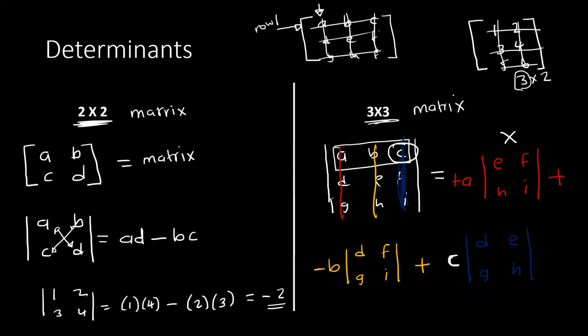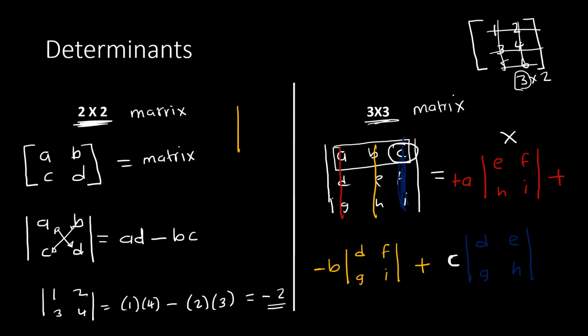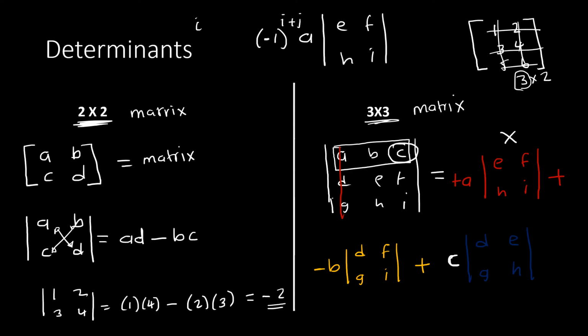If you check your textbooks, I'll put it here because of space. Because I've already explained 2x2, let me just write it here so that it can make sense. Let's take A. If I take column 1 and row 1, we said they are meeting at A, so you will write A outside. Then inside you write the remaining elements, which are E, F, H, I. Then here you have this common factor, which is called minus 1 exponent I plus J. I is your row number, J is your column number.